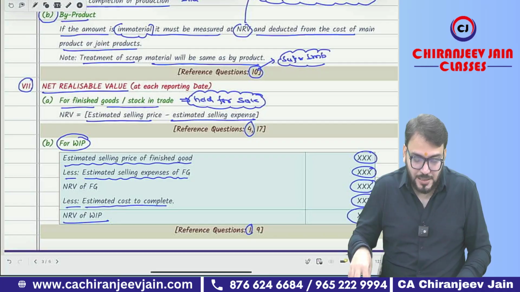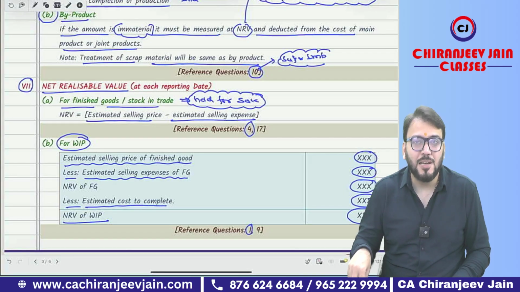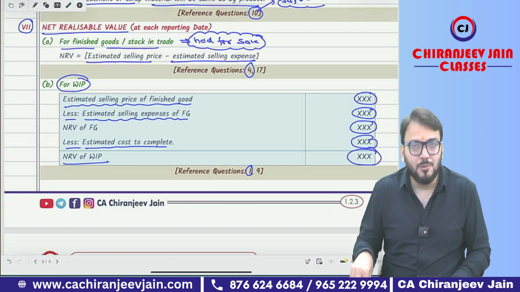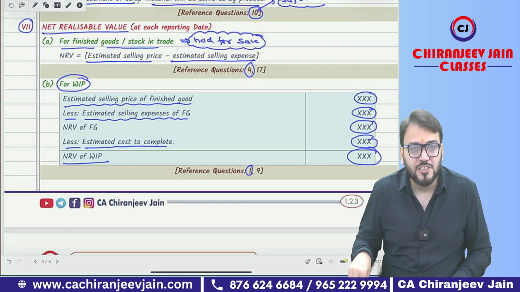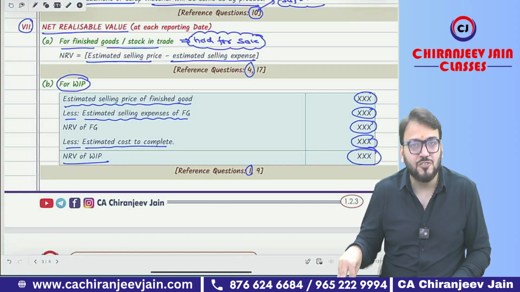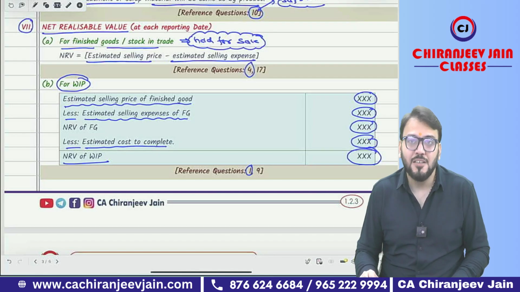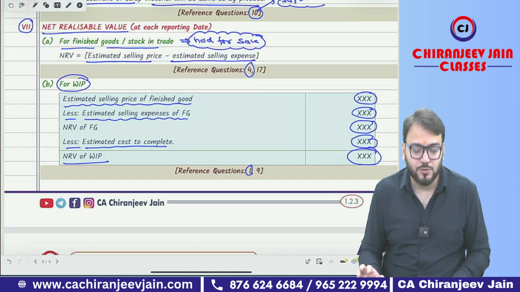Then how to measure NRV? For finished goods, it will be equal to estimated selling price minus estimated selling expense. For WIP, first we need to find out NRV of finished goods, that is estimated selling price of finished goods minus estimated selling expense of finished goods. From that, we deduct estimated cost to complete the finished goods. That will be given in the question.